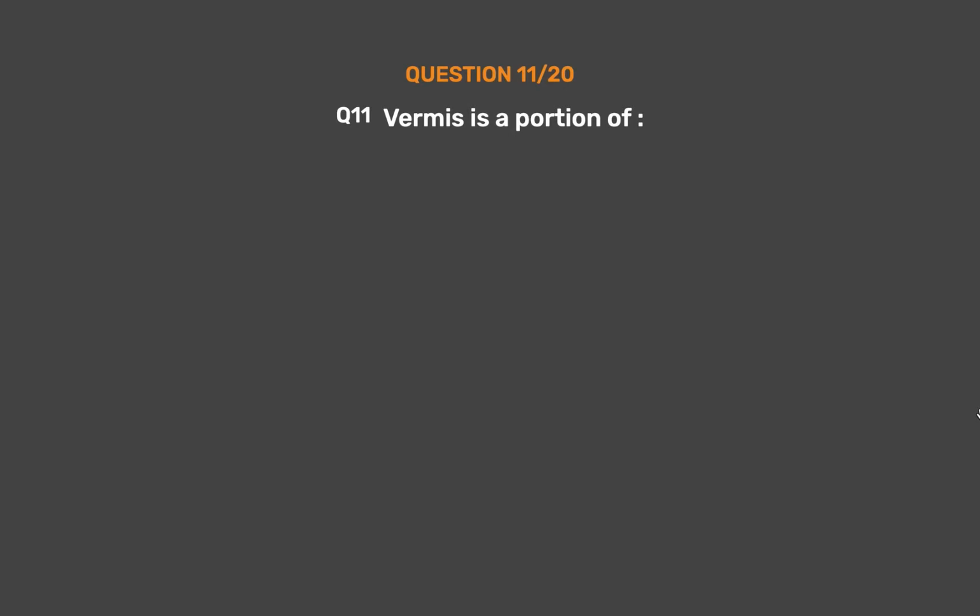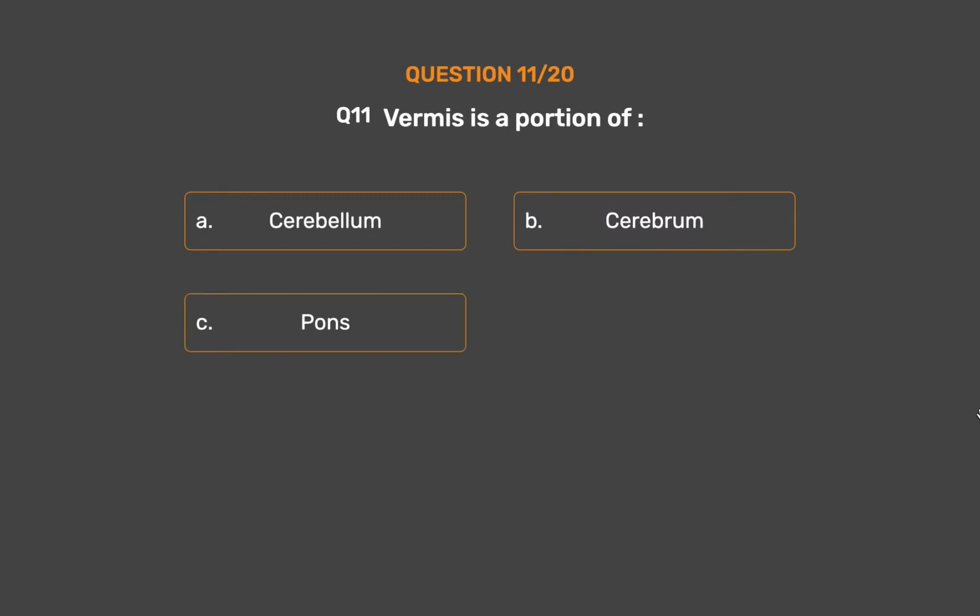Vermis is a portion of: Option A, cerebellum. Option B, cerebrum. Option C, pons. Option D, medulla oblongata.